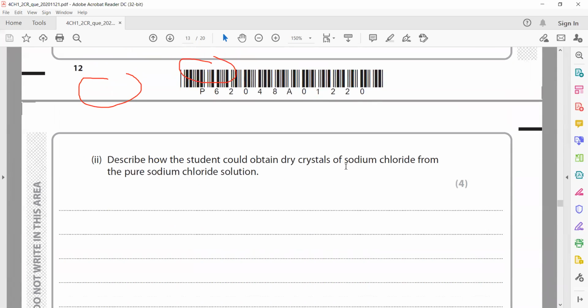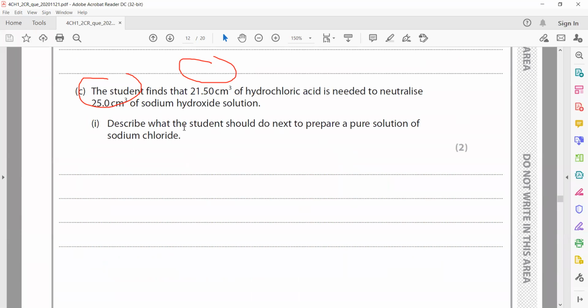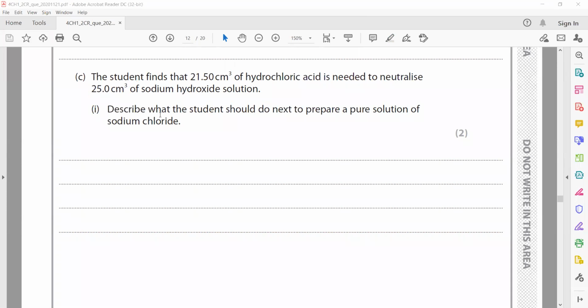The first part is what the student should do next to prepare a pure solution of sodium chloride. He should mix 21.5 cm³ HCl with 25 cm³ NaOH without indicator.